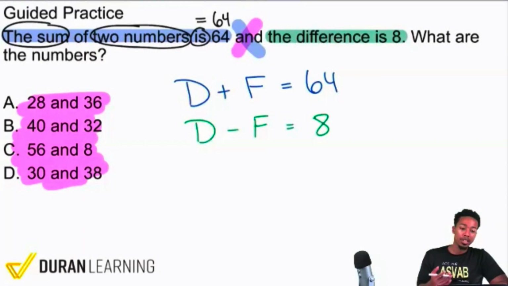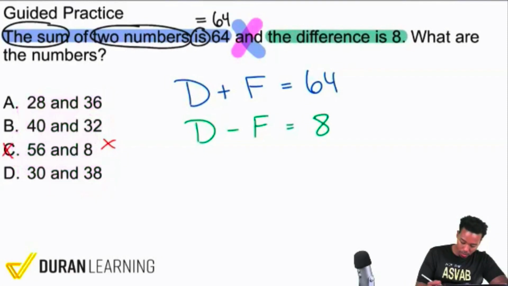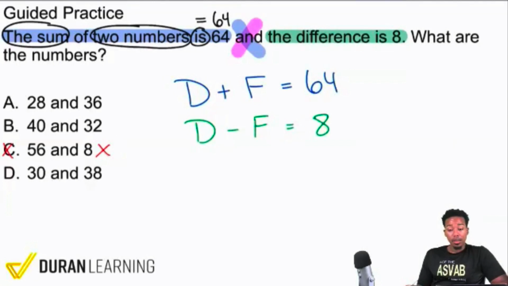So here's a strategy you can use to plug in. Which of these answer choices do not have a difference of 8? Because it says you subtract them, you should get 8. Which of these absolutely will not work for 8? Exactly. C won't work at all. C does not work. 56 and 8 do not have a difference of 8. So that wouldn't work automatically.